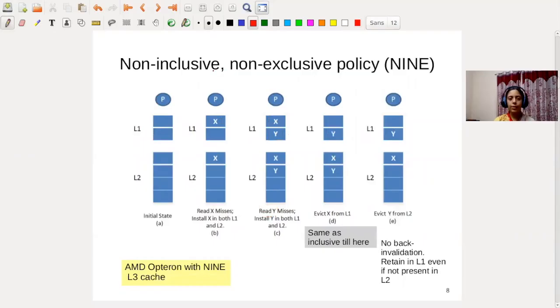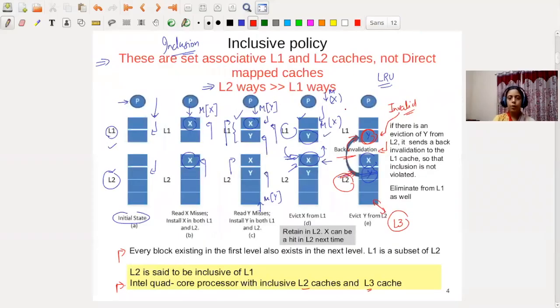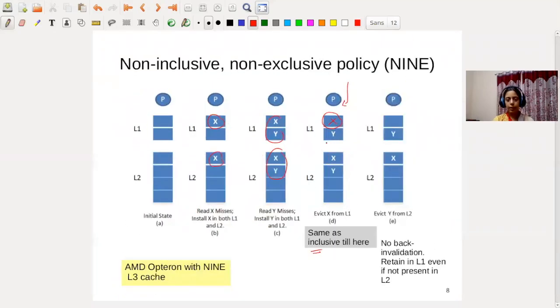There's also something in between, which is called non-inclusive and non-exclusive policy. So here, up till this point in time, it behaves the same as inclusive. So whenever you bring in data, you bring in both into L1 and L2. So that is very similar to the inclusive policy. And then when you evict the data from L1, let us just go back to the inclusive policy. So when you were eliminating X from L1, you were retaining it in L2. So that is again very similar here in this non-inclusive, non-exclusive policy.